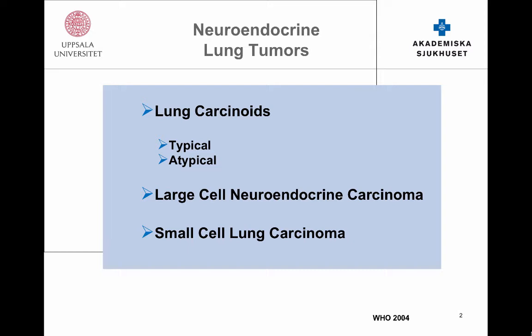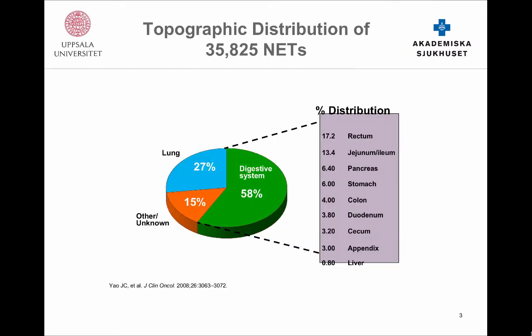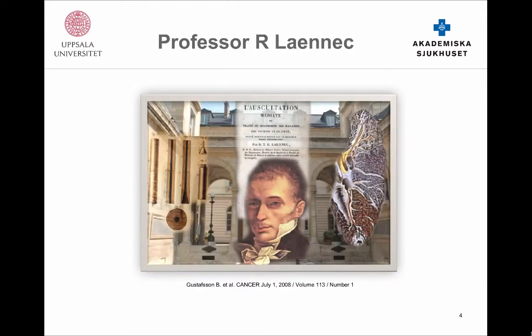I just want to point out that I'm only going to discuss typical and atypical lung carcinomas. I'm not going to cover the field of large cell or small cell tumors. Again, you know that these are not so rare as people have pointed out during this morning. And we expect to see around 27 to 30% of all neuroendocrine tumors, and they are steadily increasing in number and incidence.